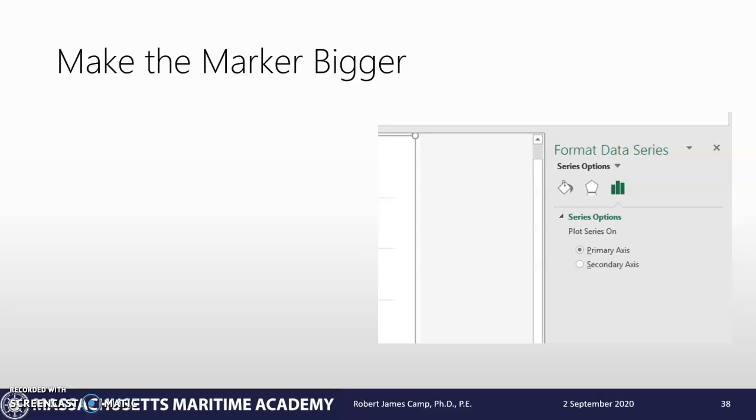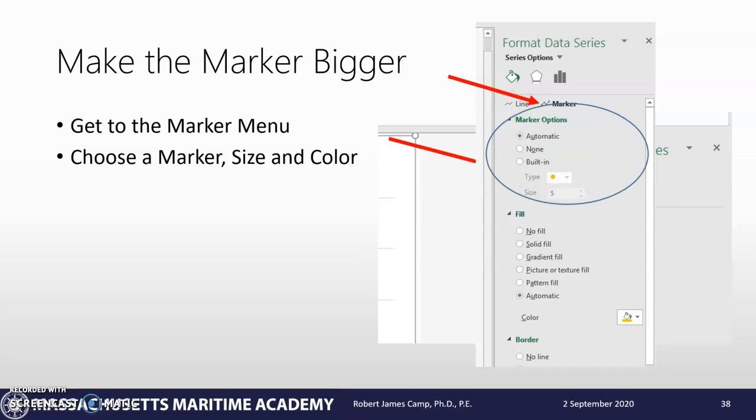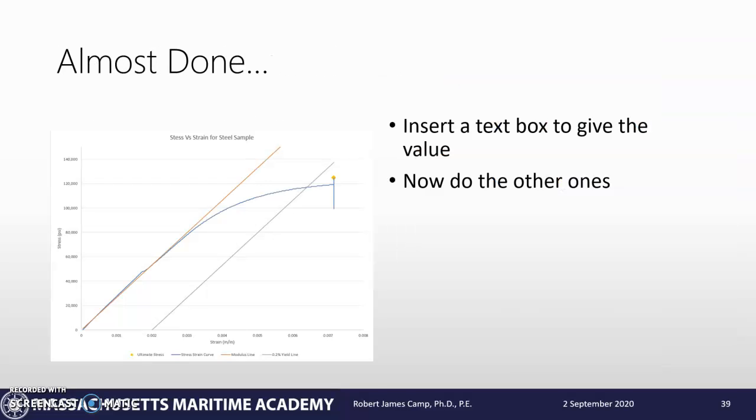You should be familiar with this because it's the same in Word and everything else. You want to go to the marker menu, which is the little paint bucket. Once you get there, click on marker, and then you can choose the size, color, and everything else. That's all right here, and you can play around to make it whatever you want. In this case, I can see that I've got it there. It's a nice little point. Down here, we can see it's labeled as a point. I can easily see it. That's awesome. What you probably want to do here is then insert a text box and say ultimate stress, and give what the ultimate stress is with units. And now you have to do that for all the other ones.